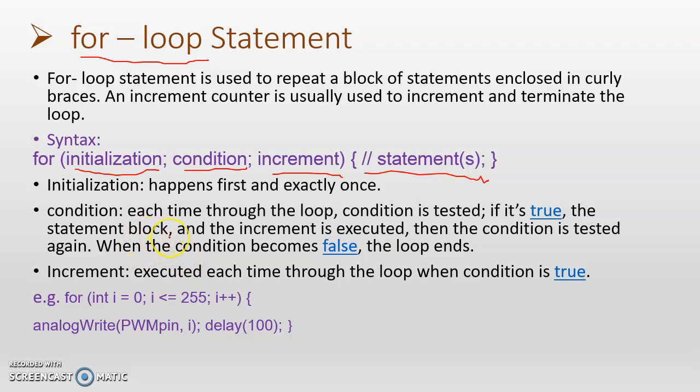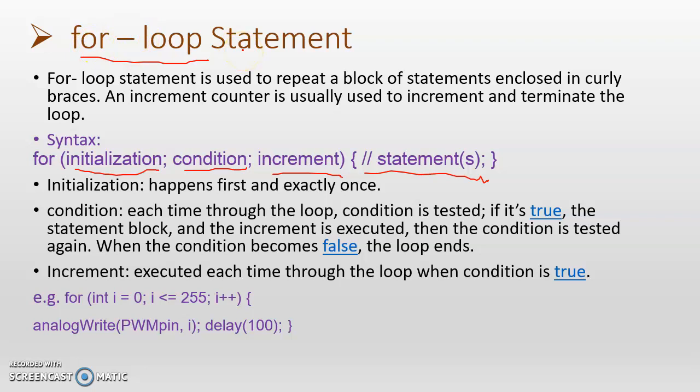If the condition is satisfied, that is true, then this will increment. Otherwise, if the condition is false, the loop will end. And the increment is executed each time through the loop when the condition is true. So this is the for loop statement.